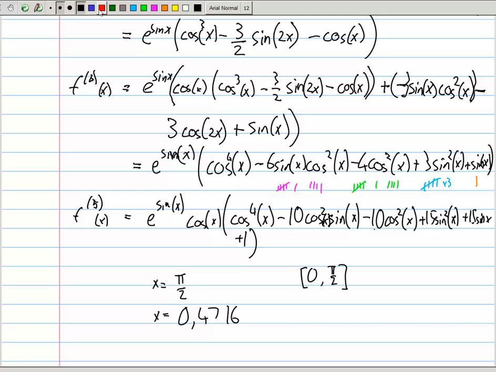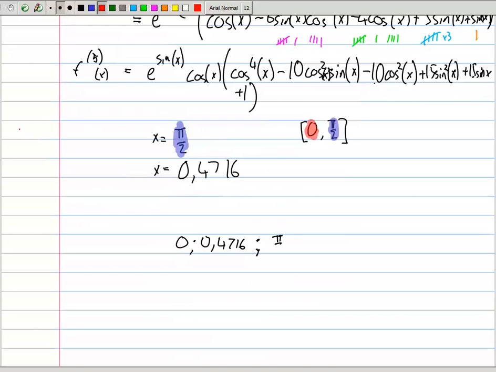Now, because we have an interval from 0 to pi by 2, that is our a to b. Let me just do some color coding. We have our a, which we can see as orange, and we have our b. We just so happen to have found that our 0 happens to coincide with our b. That is not always the case. Most of the time that won't occur. But that means we need to check 0, 0.4716, and pi by 2, because we have to check boundary conditions, and we need to check any zeros.